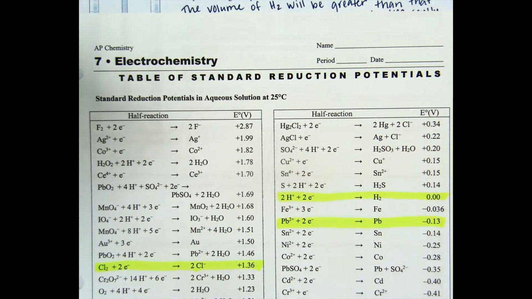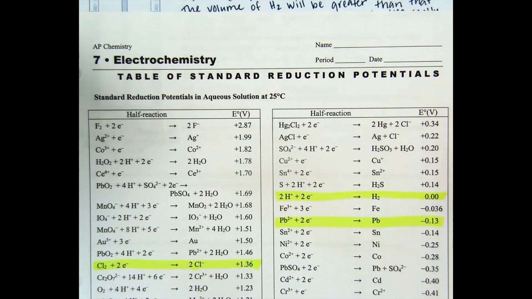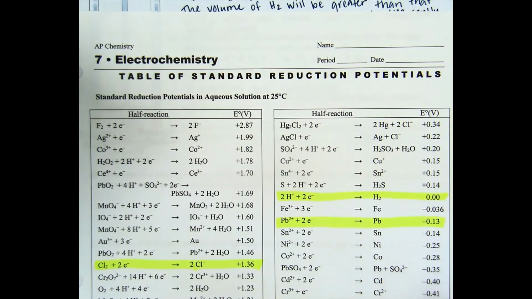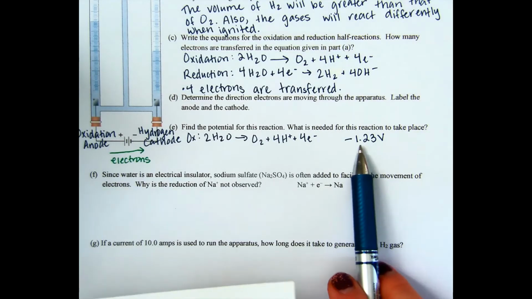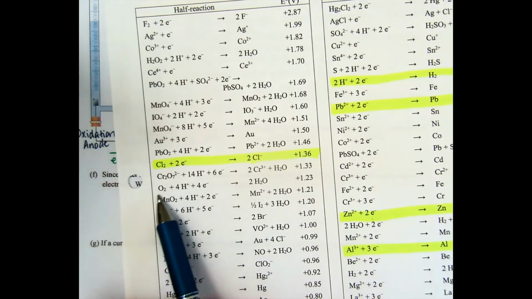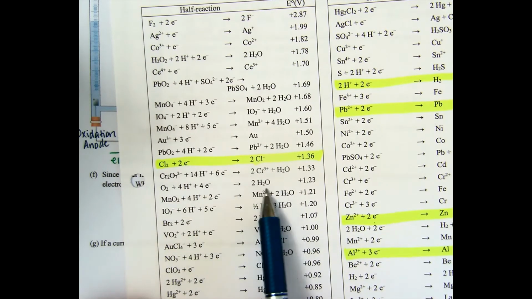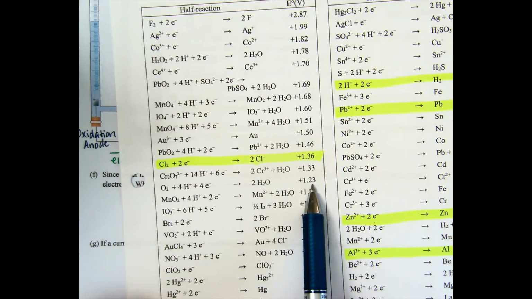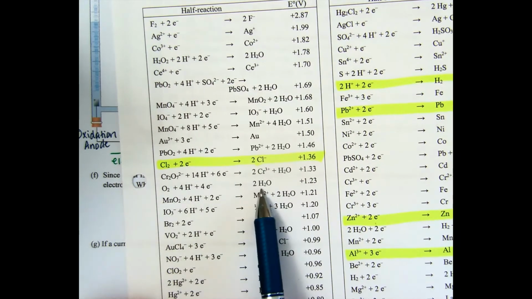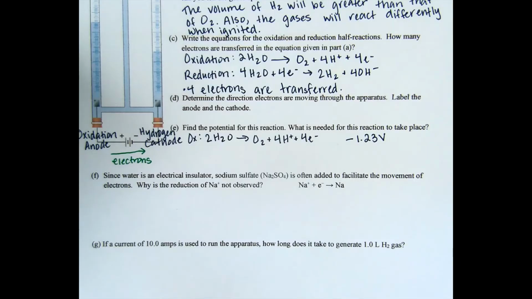So on our table of standard reduction potentials, if you flip the reaction, as we did here, make sure you flip the sign, because we had oxygen plus hydrogen plus electrons going to H2O. That was positive 1.23. We flipped this. We started with H2O as a reactant, so we have a negative 1.23. Okay, so that's where I got this value from.